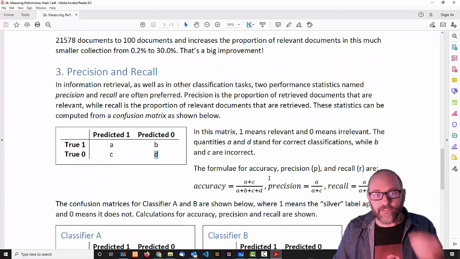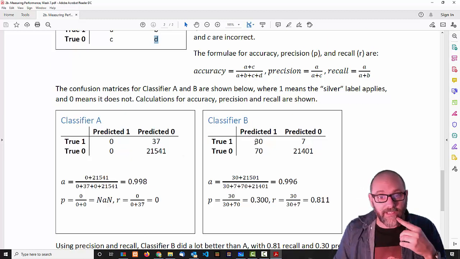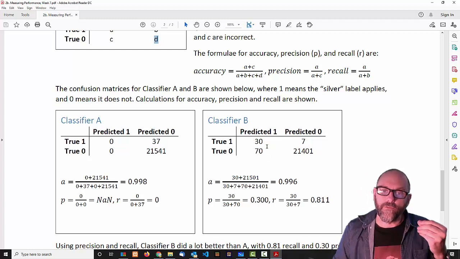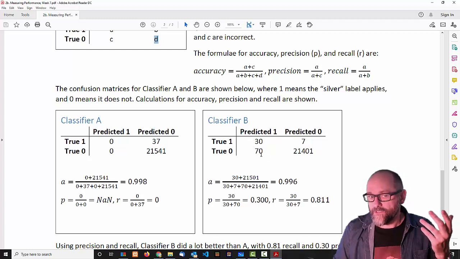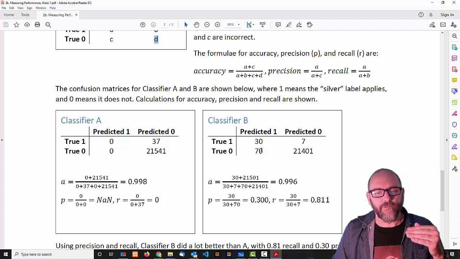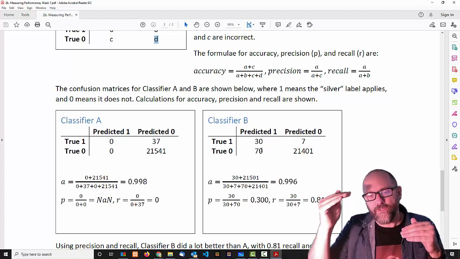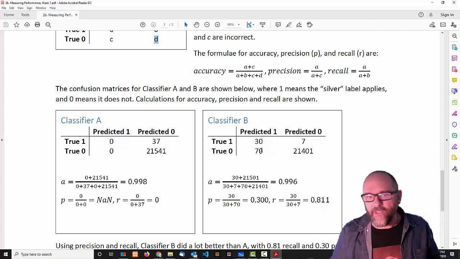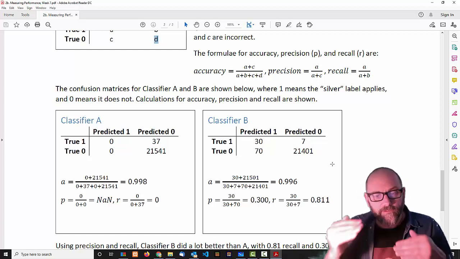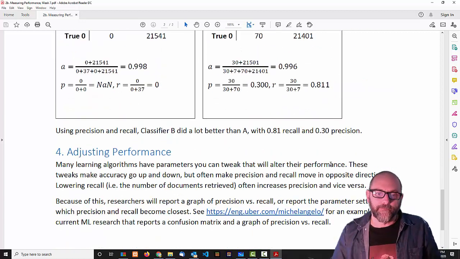So if this classifier said that 100 documents were silver, it got a high recall but a low precision because it made a lot of mistakes. If we can throttle it back, or tweak it so that now it's only predicting that maybe 50 documents are silver, probably the precision is going to go up, but the recall is probably going to go down. It's probably going to miss more correct documents. So there's often a trade-off between those two things.